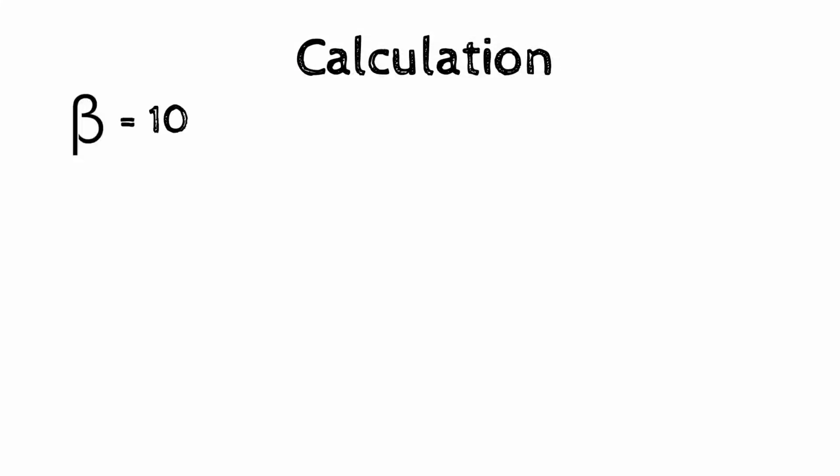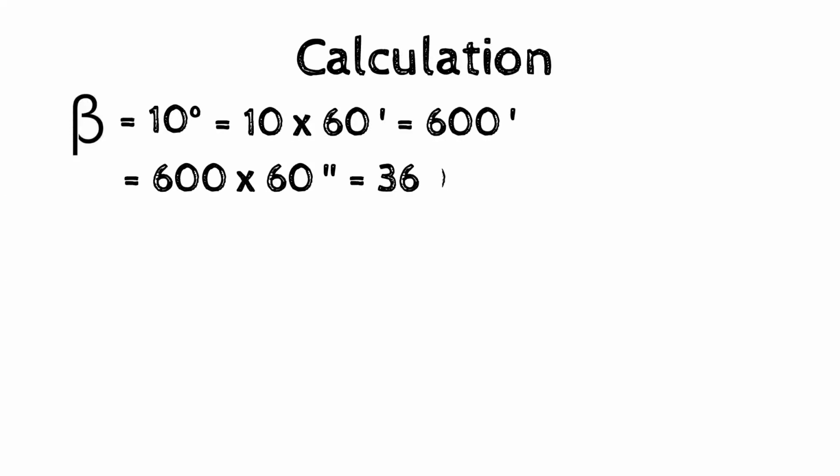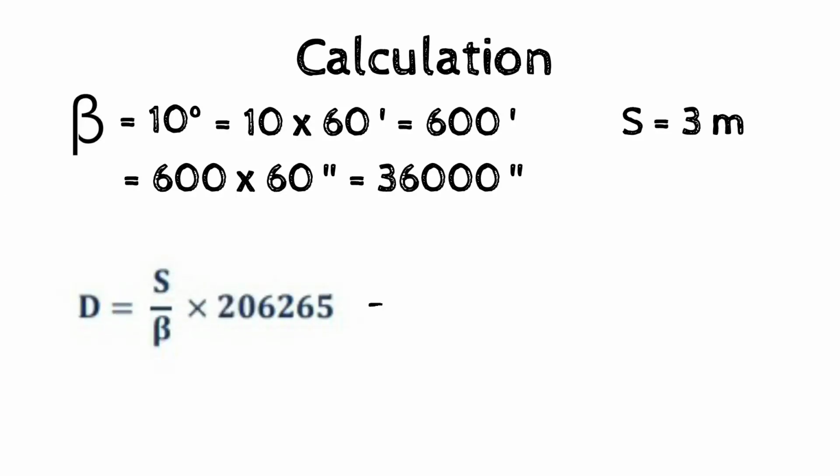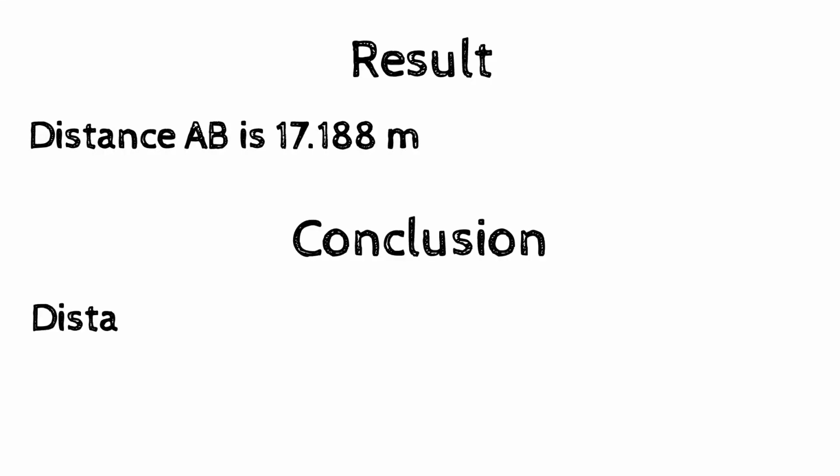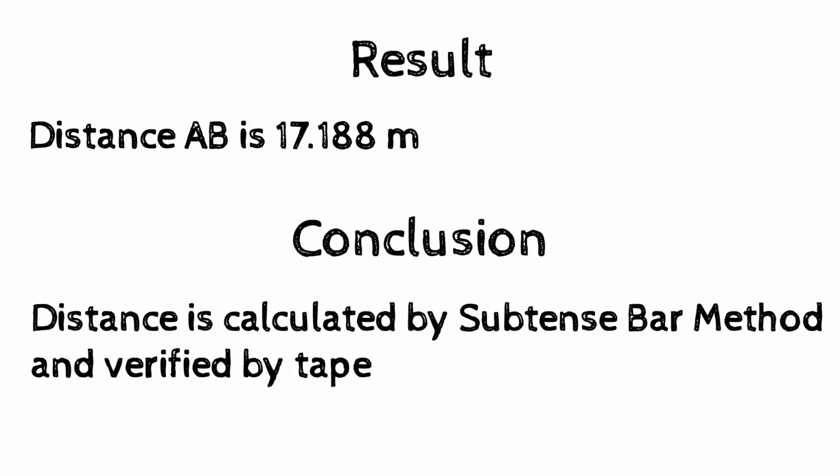Let us see with calculation. Suppose beta is 10 degree. We will convert into the seconds. We will get the 36,000 seconds. S is 3 meter. So with these two values, we will get the D as 17.18 meter. So here we will get the result. Distance AB is 17.188 meter and it is calculated by Subtense Bar method.